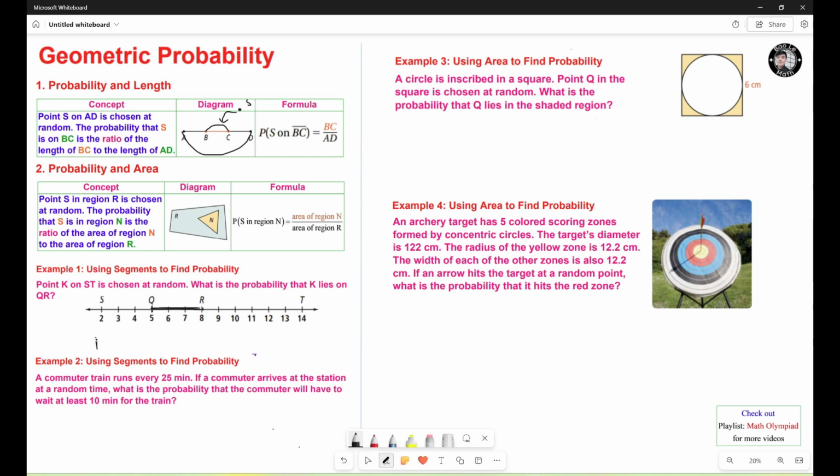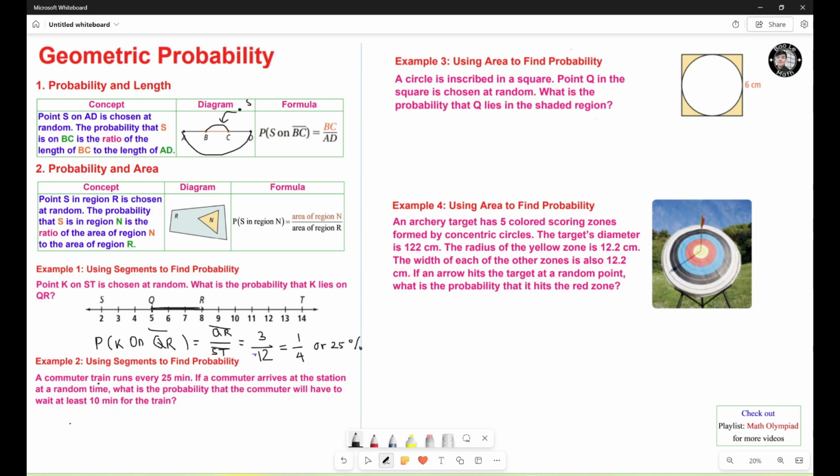Alright, so the probability that point K lands on the line segment QR is going to be equal to QR divided by ST. QR is going to be 3 units, ST is going to be 12 units, and the answer must be 1/4 or 25%. Let's move on to example number 2.